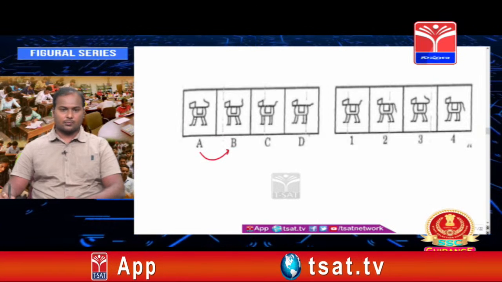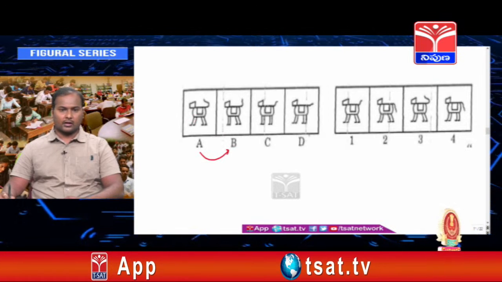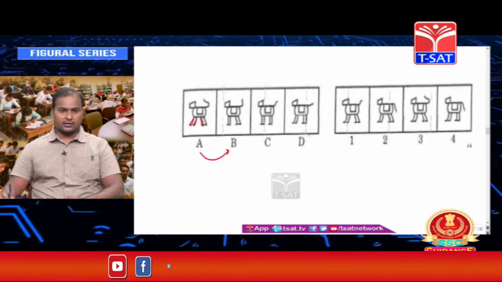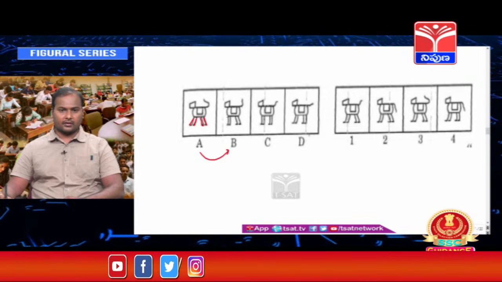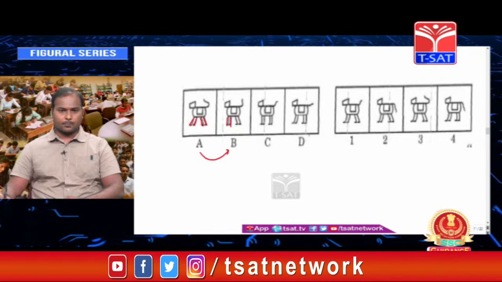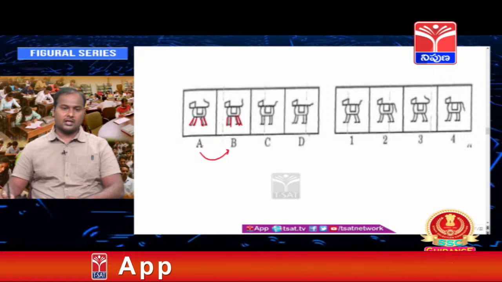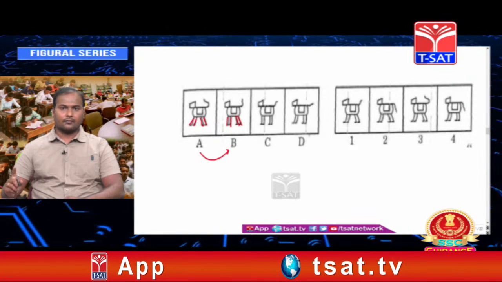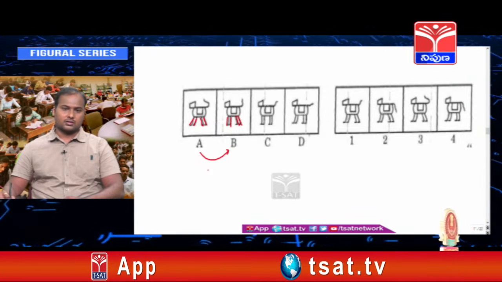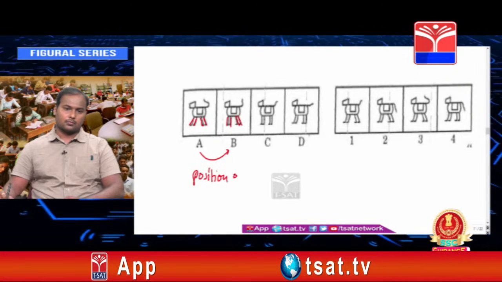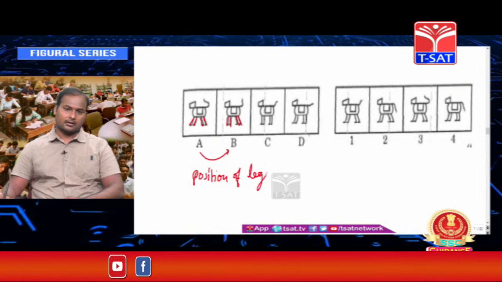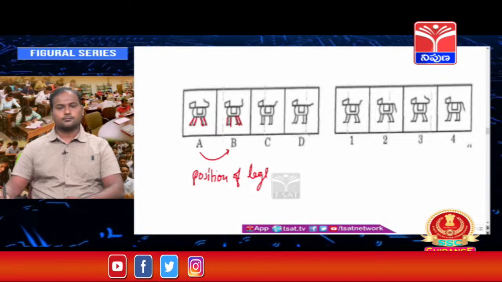There are two changes. One is the position of legs. You can see these legs are wider. Here also you can see wider legs. But in figure B, these legs are straight and the back legs are again away. So what you can see is there is a change in the position of legs, either front legs or back legs.